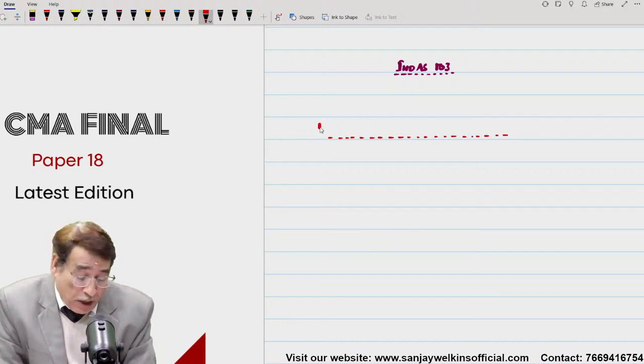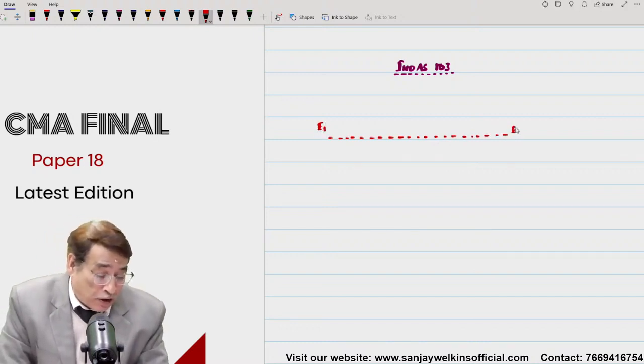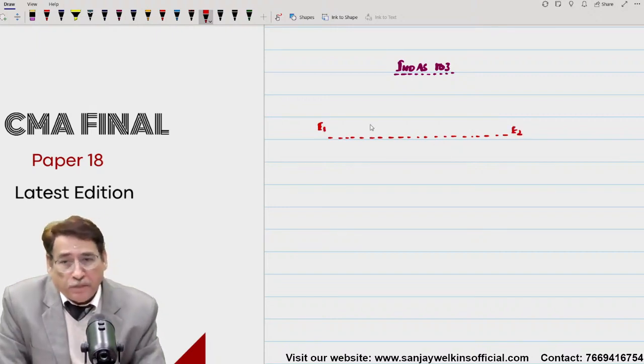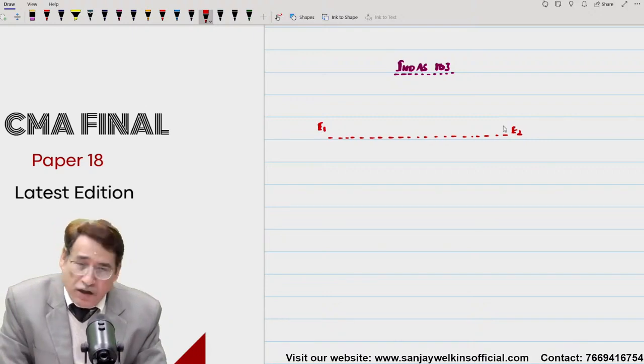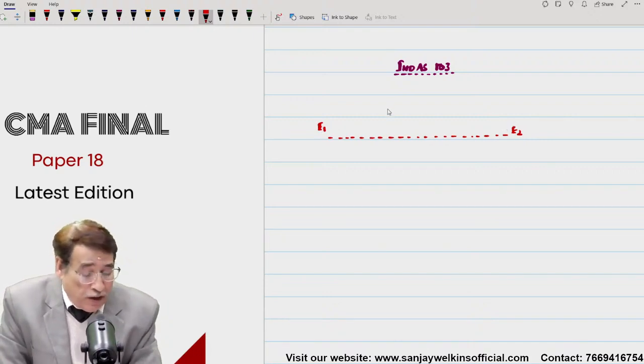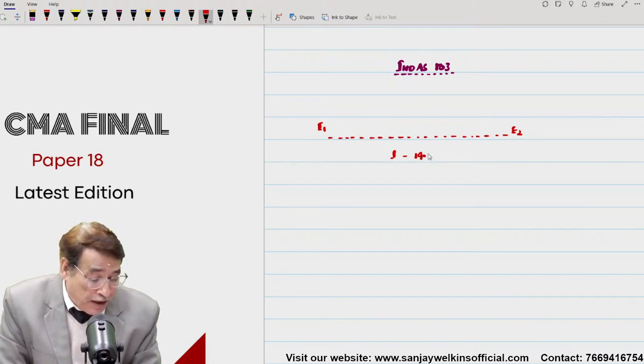Suppose there is an enterprise by the name of E1, and there is another enterprise by the name of E2. We further presume that E1 has invested in E2, and the investment of E1 in E2 is, let us say, between 1 to 19.99%.